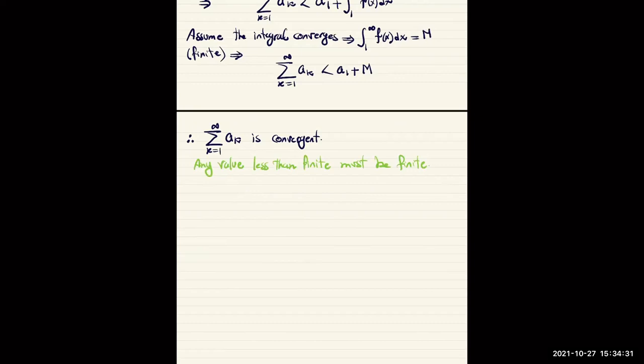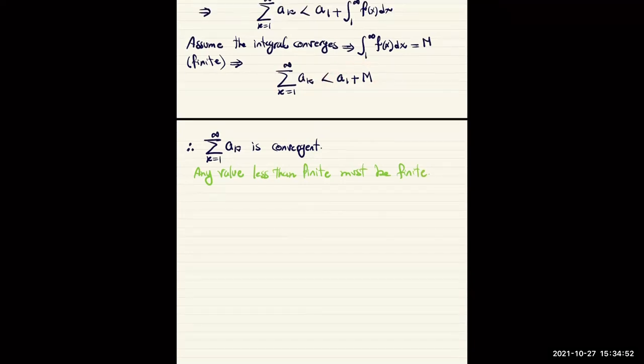Make sure you understand what we just said here, because this concept will be applied later to what's called the comparison test. Finite, this is less than finite, so this has to be finite. Okay, this is just an upper bound of the series. So this was the part for the convergence.